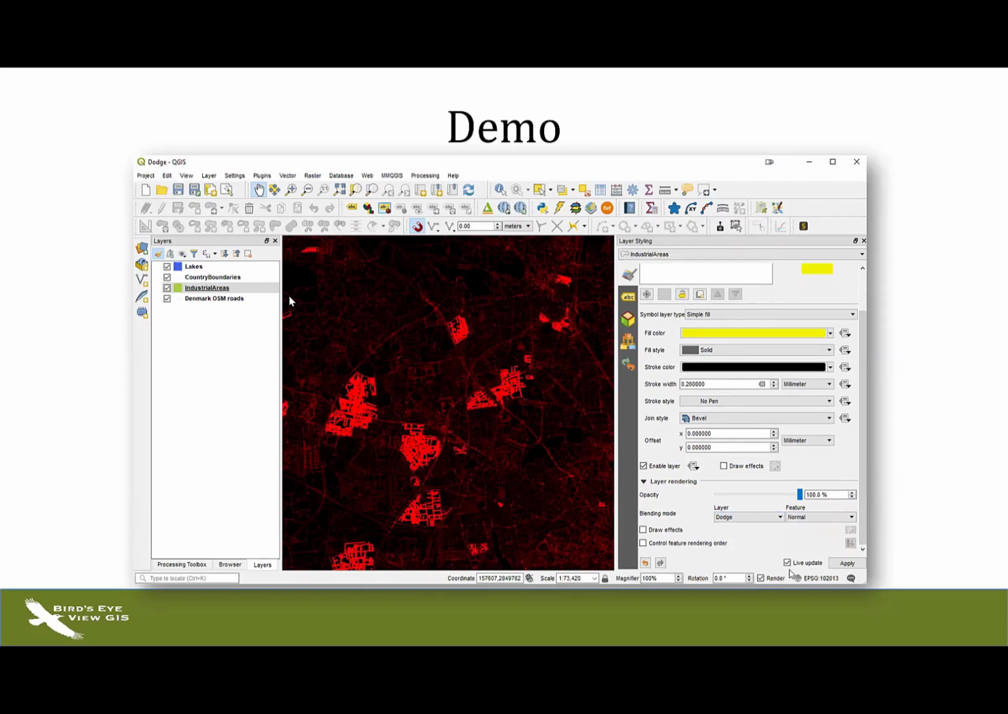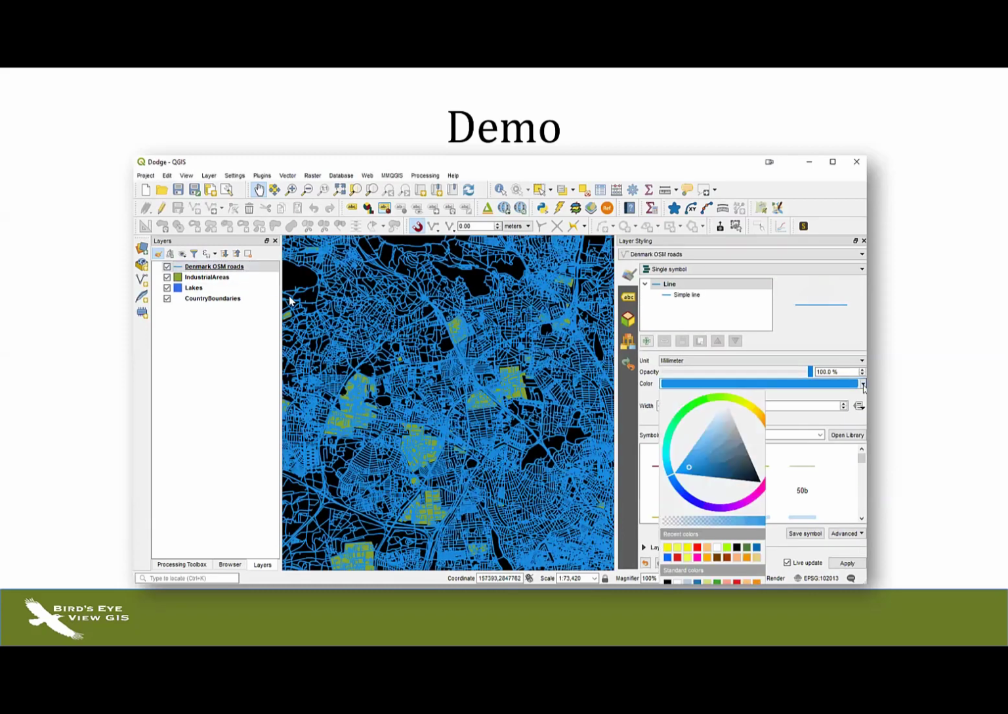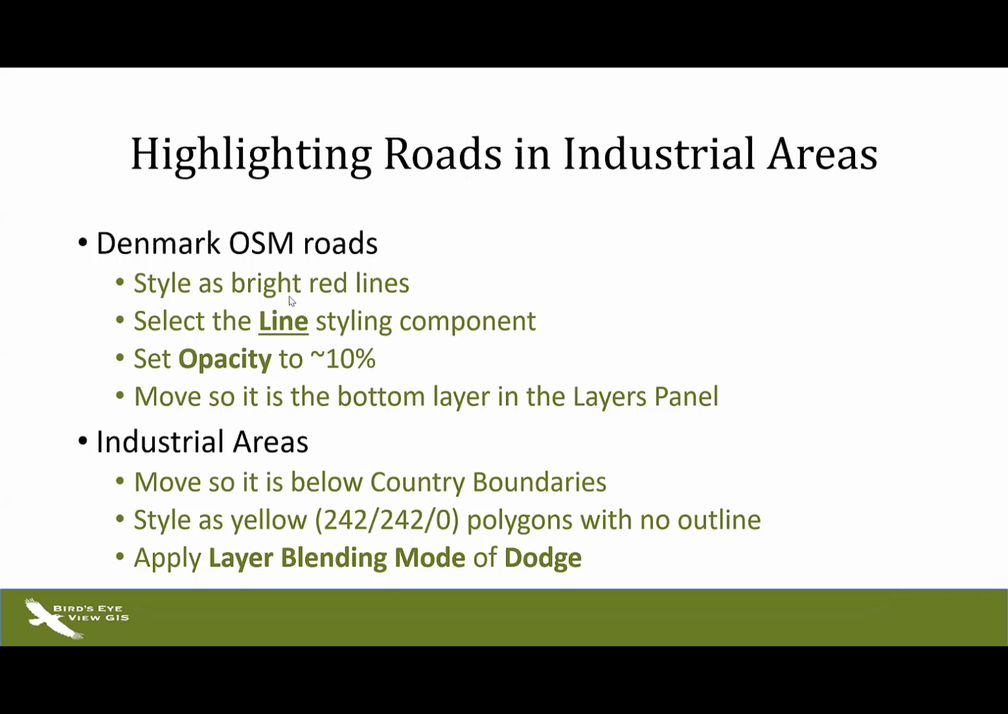And so the industrial areas themselves disappear and the roads that are running through them become highlighted. So these are the specific instructions. You're going to style the roads as bright red lines and make them almost completely transparent, 10% opacity. Make them the bottom layer in the layers panel. And then the industrial areas you're going to move so they're just above the roads, the layer right above. And you're going to style them as a yellow color, 242, 242, 0.